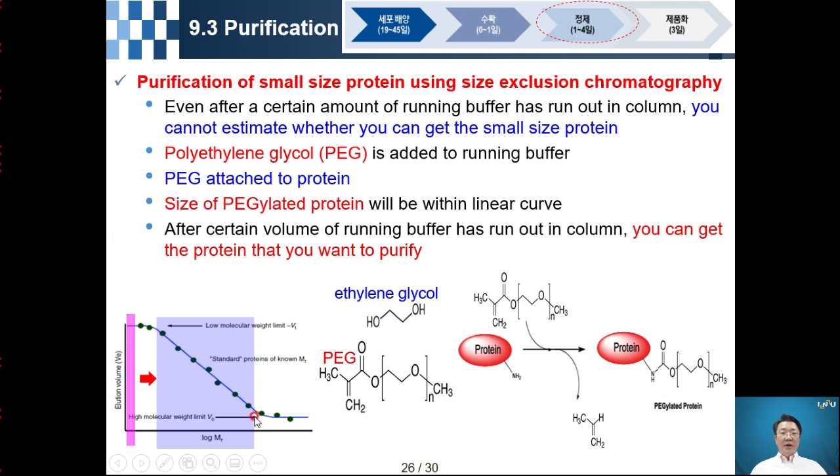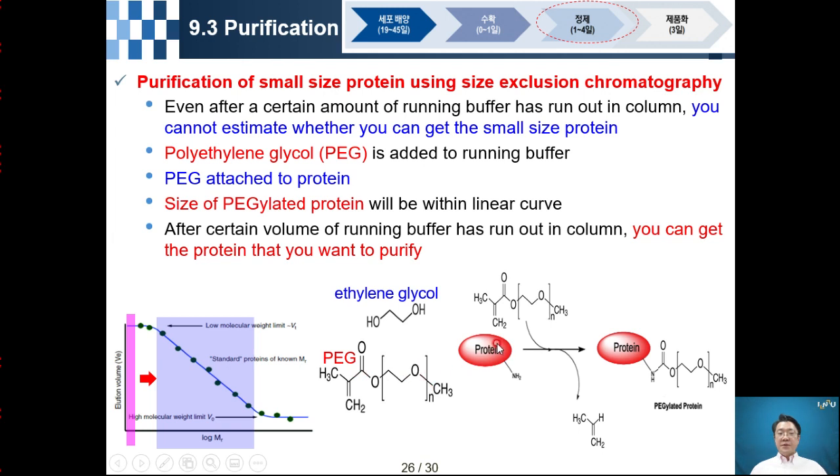Even after a certain amount of running buffer has run through the column, you cannot estimate whether you can get the small size proteins. Because they are not within the linear curve, in these cases we always add polyethylene glycol to the running buffer. This is the ethylene glycol structure, and this unit is multiplied N times, so it is recorded as polyethylene glycol, PEG.